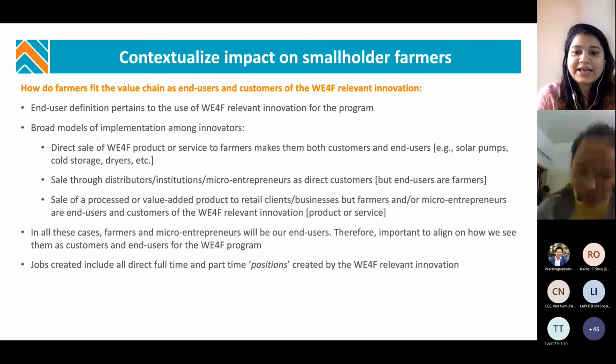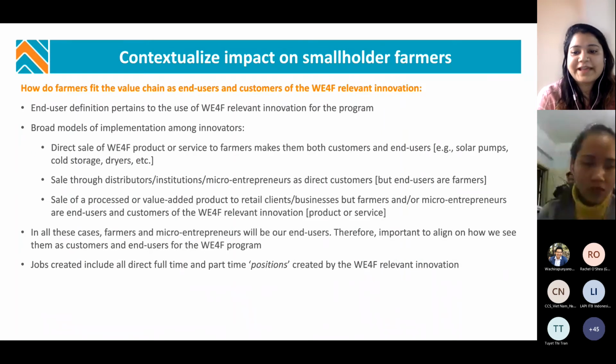In this case, if I bring back the first rule, which is that end user is defined with respect to the V4F relevant innovation, here again the farmers and the micro entrepreneurs are going to be your end users and customers, because they are the ones who are using the V4F relevant innovation. Now, in the third model, your retail clients and businesses are also your customers, but they are not your end users. Your end users of the V4F innovation are your farmers.